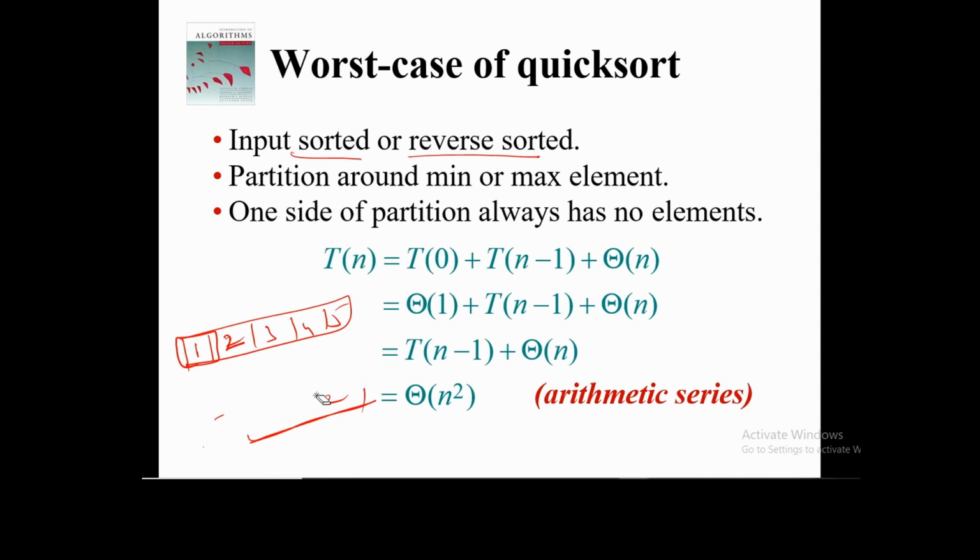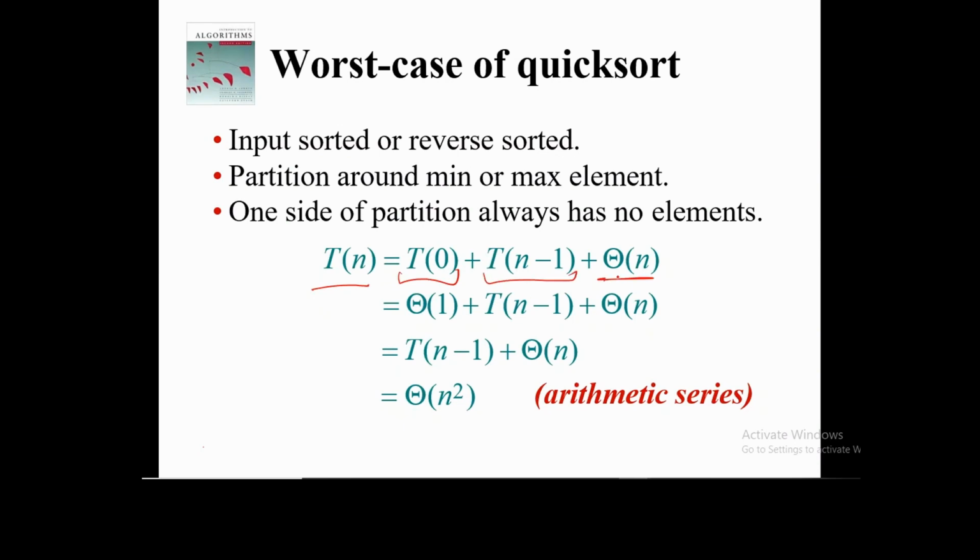So every time the list will be divided such that one side of the partition always has no elements and the other side will have n-1 elements. If we derive the recurrence relation for this worst case analysis, it can be like this: T(n) = T(0) + T(n-1) + theta(n).